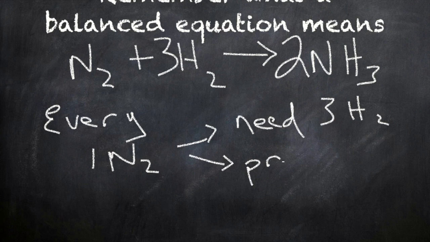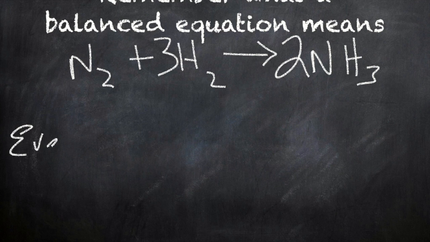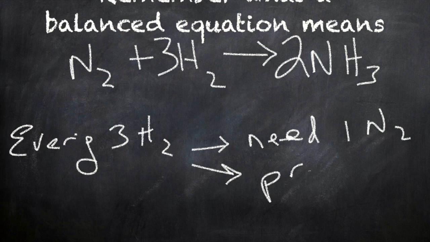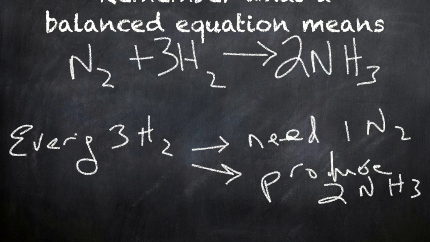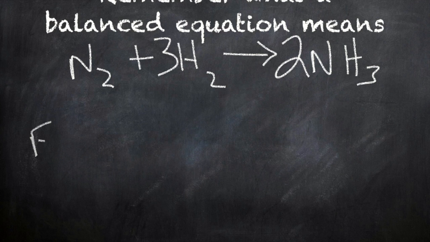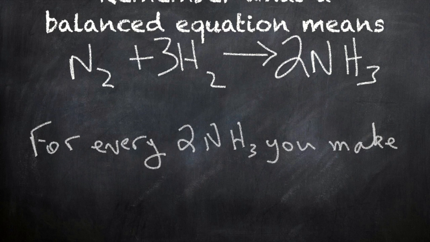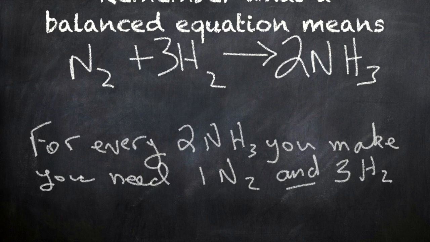Basically what this tells us is that for every 1 mole of nitrogen, we're going to need 3 moles of hydrogen to produce 2 moles of ammonia. But this also tells us that for every 3 moles of hydrogen we use, we need 1 mole of nitrogen to produce 2 moles of ammonia. And it also tells us that for every 2 moles of ammonia we make or want to make, we need 1 mole of nitrogen and 3 moles of hydrogen.